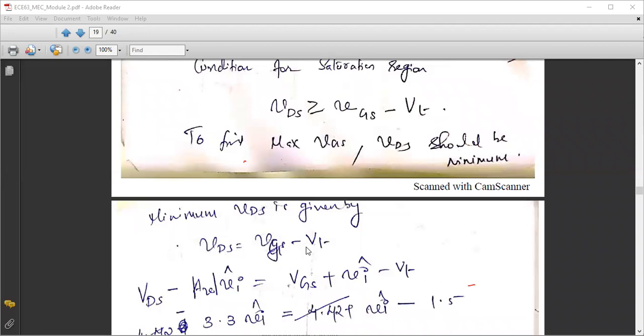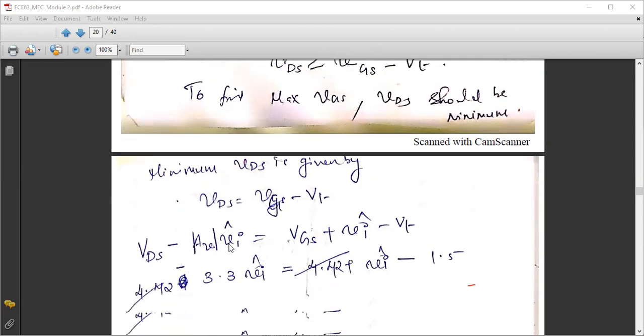VDS is equal to VGS minus VT. Everything is in small letters. Why? Because small letters with capital suffix indicate that we are combining the DC and AC analysis together.